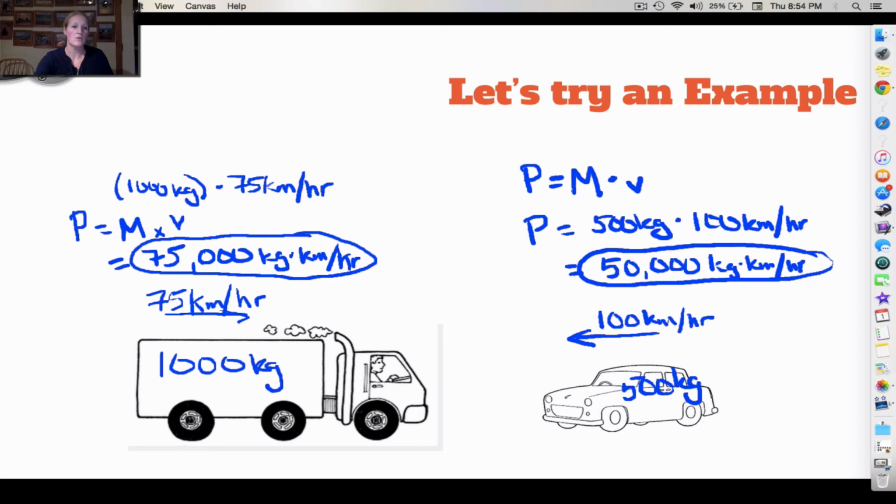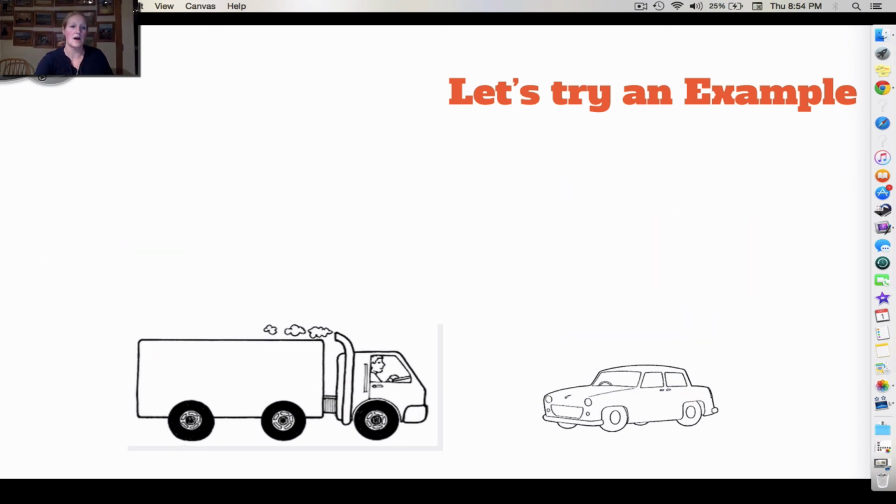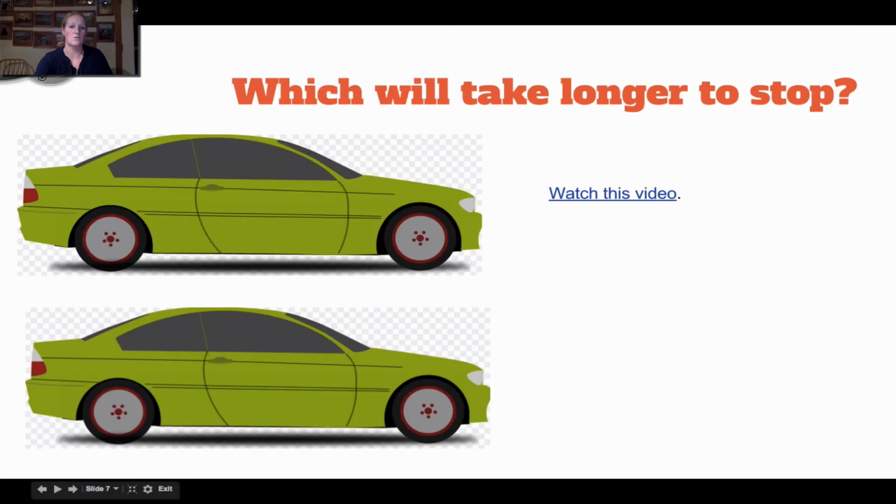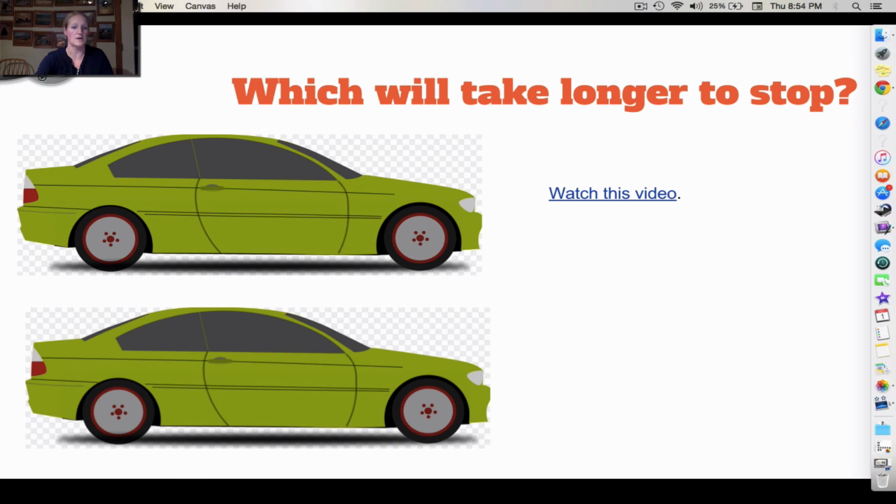Okay. What about the question of which one will take longer to stop? So which one of these, if they're moving at the same kind of pace, if they have the same mass, let's say 500 kilograms. This one is also 500 kilograms. Sorry, this color is fairly obnoxious, but let's say that this one is moving at 100 kilometers per hour. This one is moving at just 50 kilometers per hour.